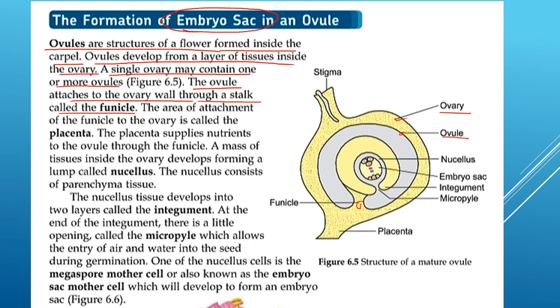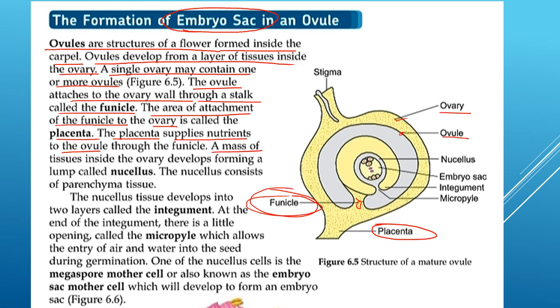This is funicle. Okay. The area of attachments of the funicle to the ovary is called the placenta. Okay, so this is placenta. The placenta will supply nutrients to the ovule. Okay, macam placenta dalam human juga kan, dia akan supply nutrient. So nutrient itu akan supplied melalui ini funicle.